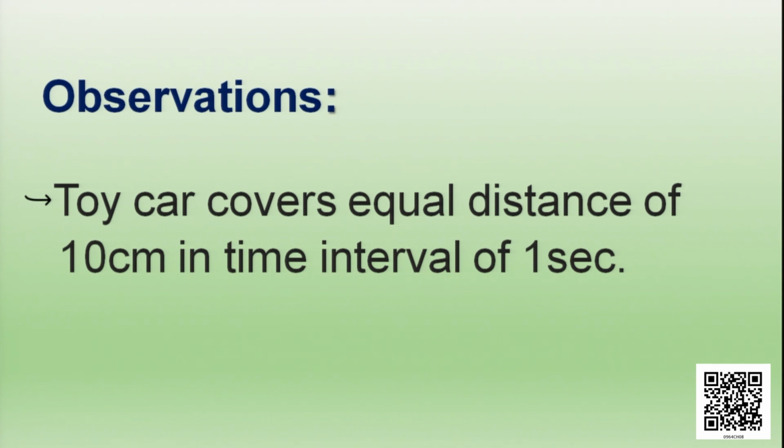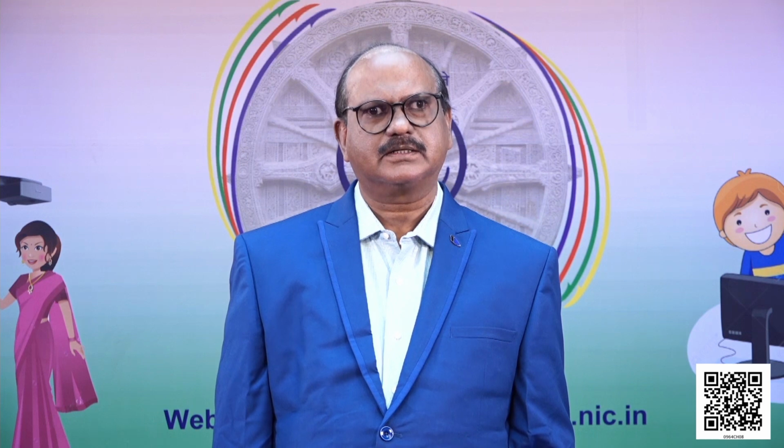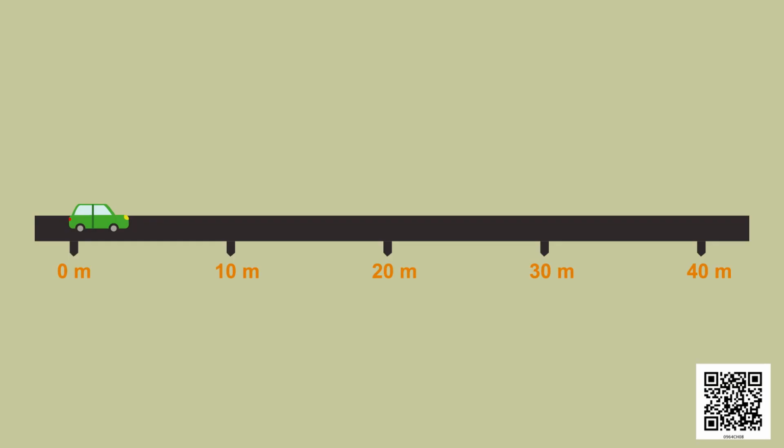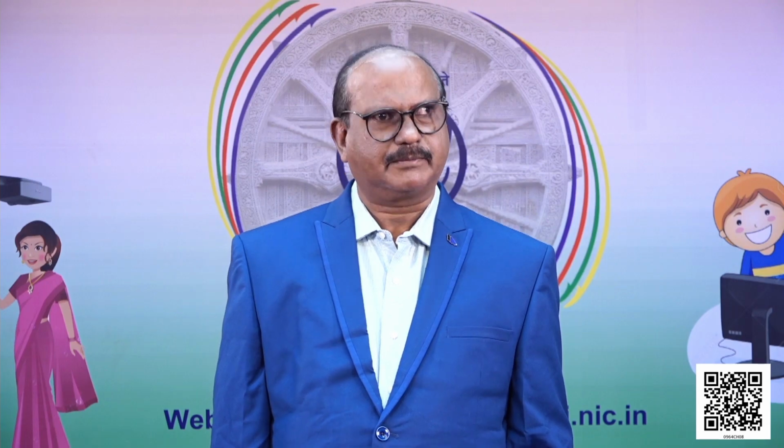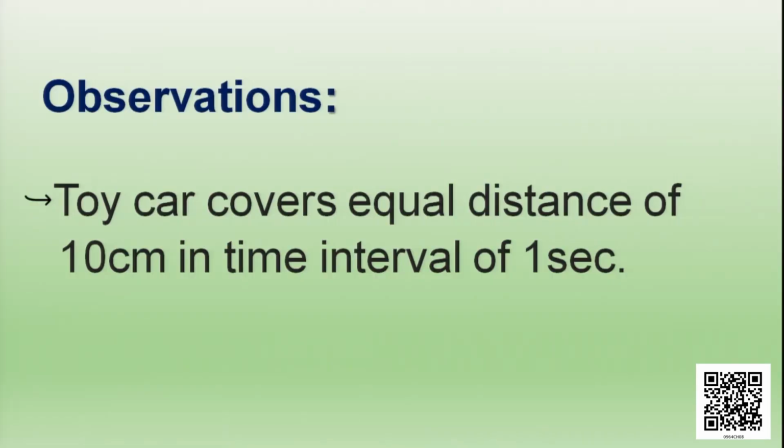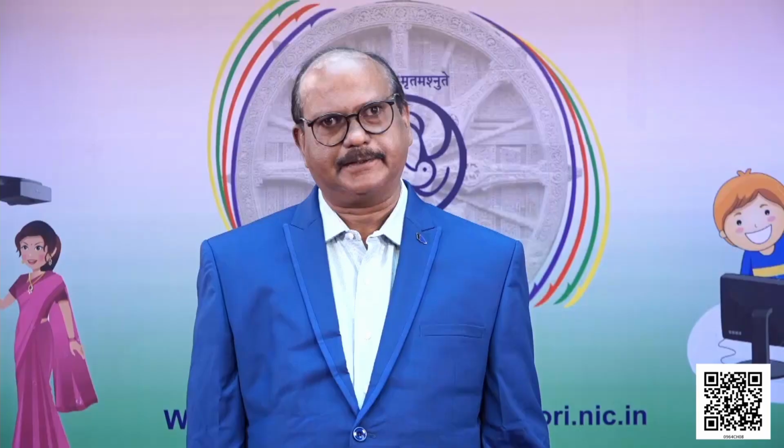So you see, the toy car covers an equal distance of 10 centimeter in a time interval of 1 second. Am I right? Once again I am showing that picture. Distance, you see, 0 to 10 centimeter, distance is 10 centimeter; 10 centimeter to 20 centimeter, distance again 10 centimeter; then 20 to 30 centimeter, distance again 10 centimeter; 30 to 40 centimeter, distance again 10 centimeter. That means the toy car covers an equal distance of 10 centimeter in a time interval of 1 second.